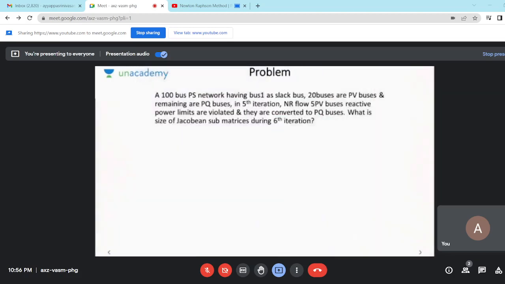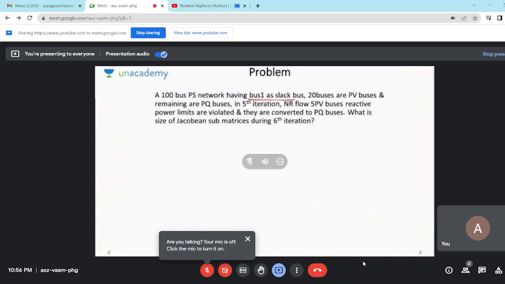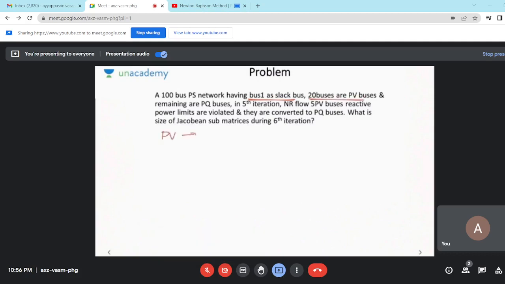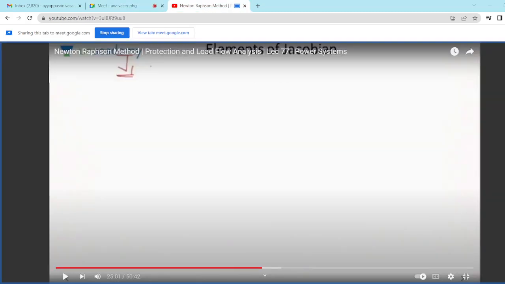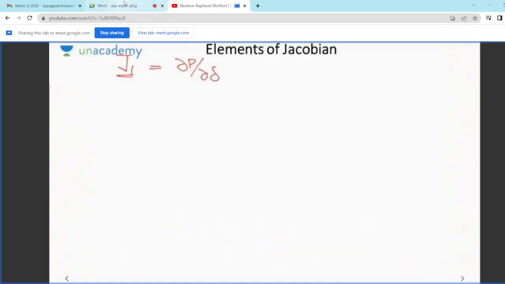It is saying a 100 bus power system network has bus 1 as the slack bus. Okay, then we are left with 99 buses, out of which 20 are PV buses. So PV are 20 and the remaining are PQ, which is equal to del P by del delta.